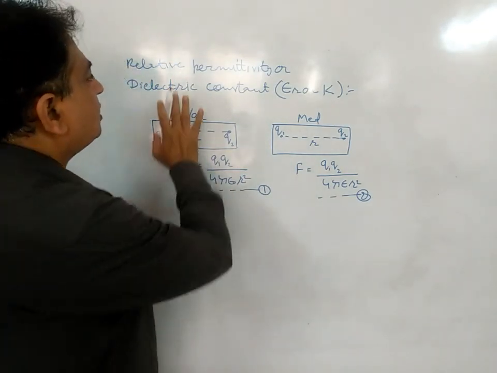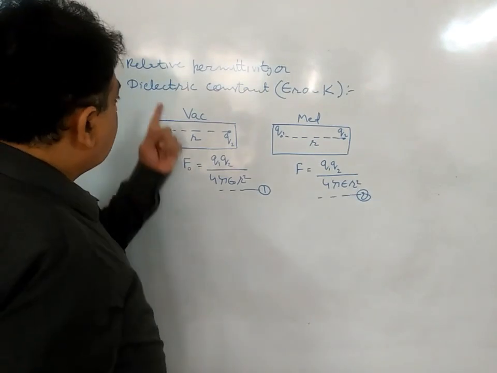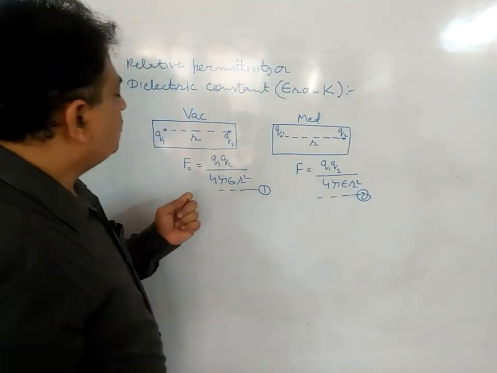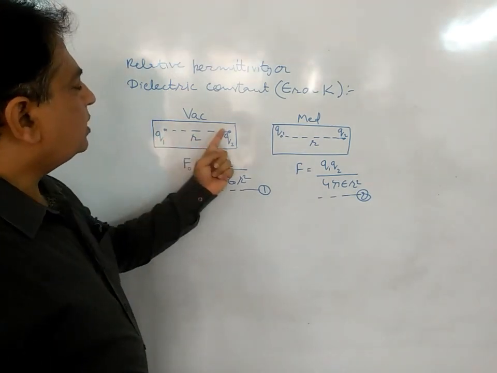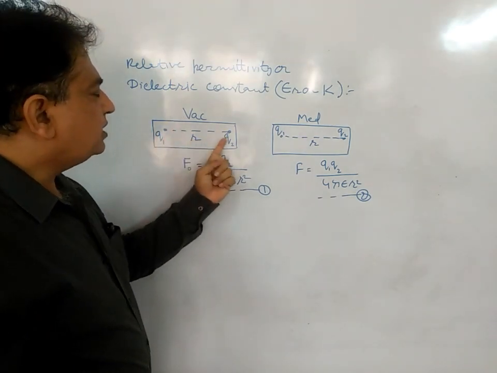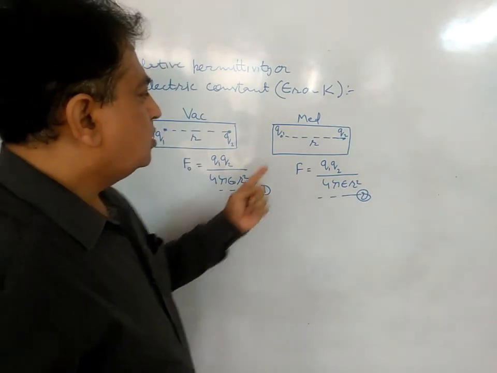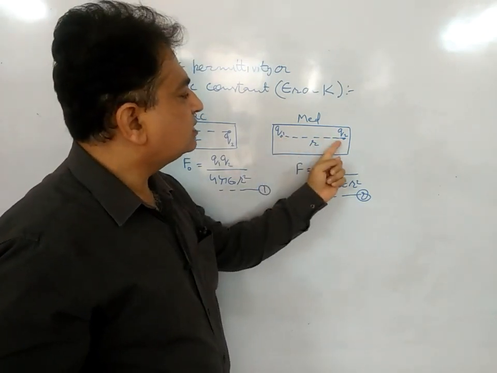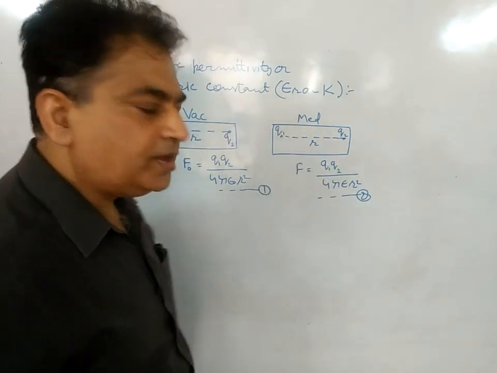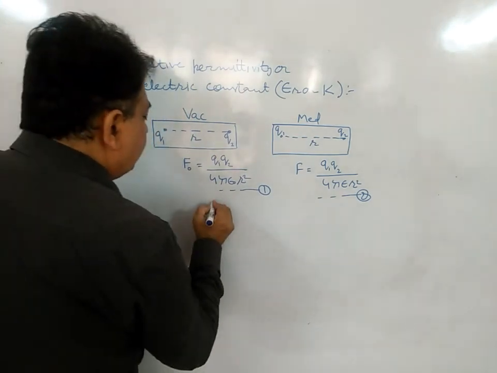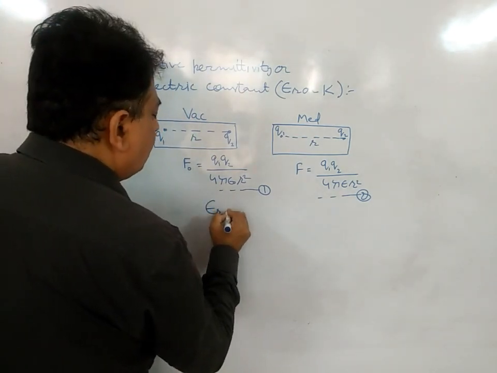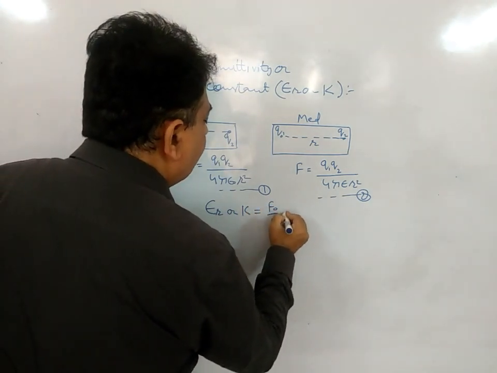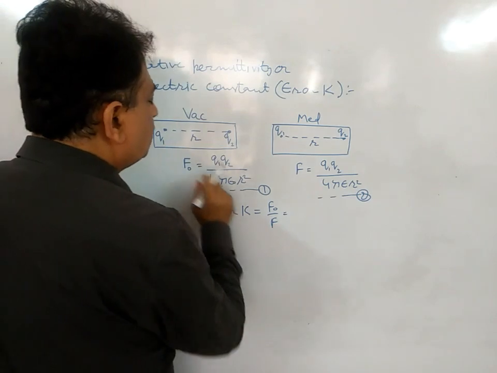Now, what is the relative permittivity? Its definition: relative permittivity of a medium is defined as the ratio of force of interaction between the 2 point charges separated by a certain distance in the vacuum to the force of interaction between the same 2 point charges separated by the same distance in the given medium. So, relative permittivity or dielectric constant epsilon r or k is equal to F naught by F, which can also be written equal to F naught from here.